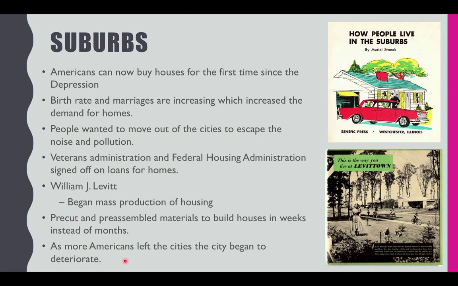Now, what happens as people move out to the suburbs, the cities are going to start to deteriorate. Think about it this way. You pay taxes where you live. That tax money goes to your local government. If all of these people are moving out of the cities, then the cities are losing that tax revenue. So cities are going to start to deteriorate. Their streets, their buildings, their education system, everything that taxes pays for is going to see a decline because people left the cities.